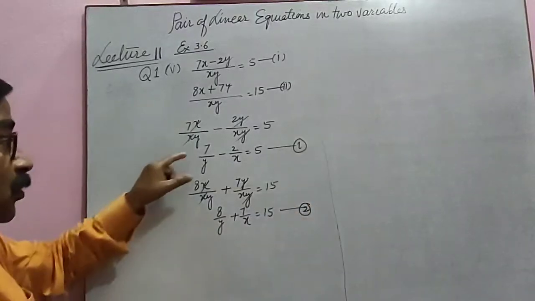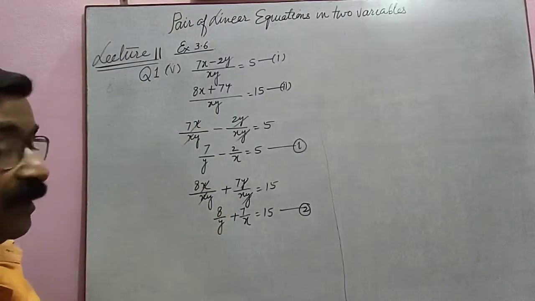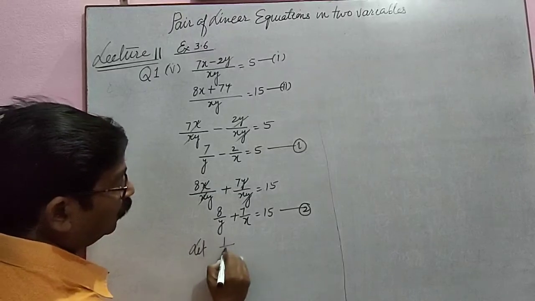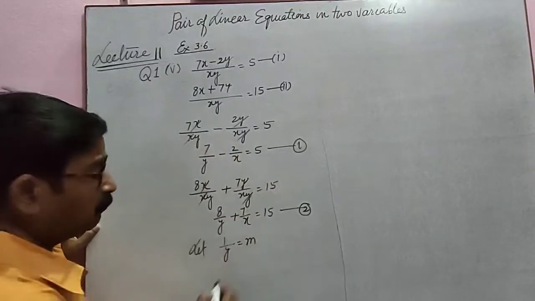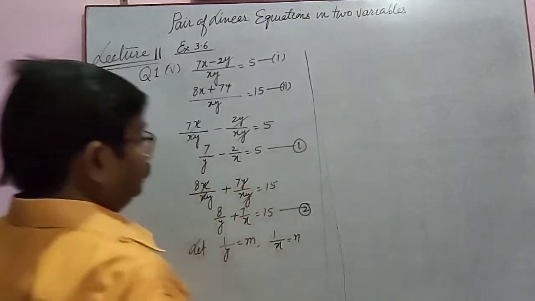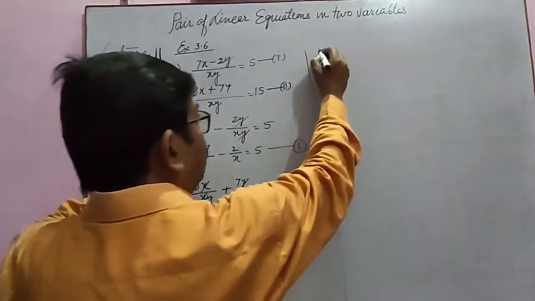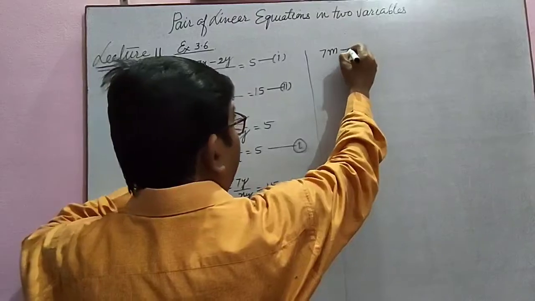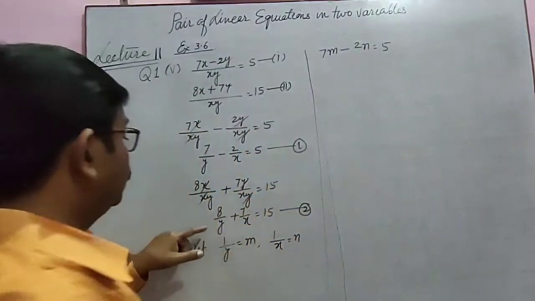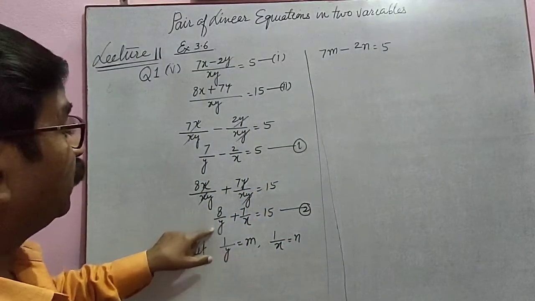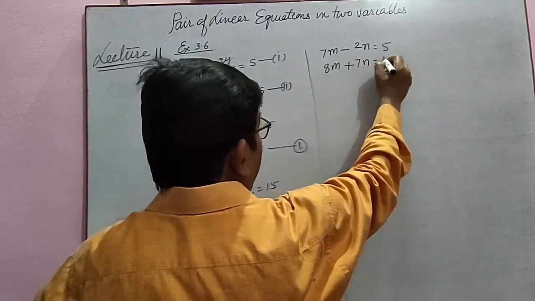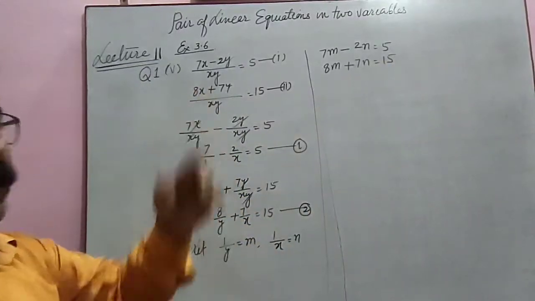Equation number 2. So we have got the simple equations, 1 upon y and 1 upon x. Let's assume 1 upon y is equal to, this time I am assuming m, and 1 upon x is equal to n. So what does your equation become? First, 7 upon y means 7m, minus 2 upon x means 2n, is equal to 5. And here 8 upon y means we can write 8m plus 7n is equal to 15. Now we have to solve the equations.